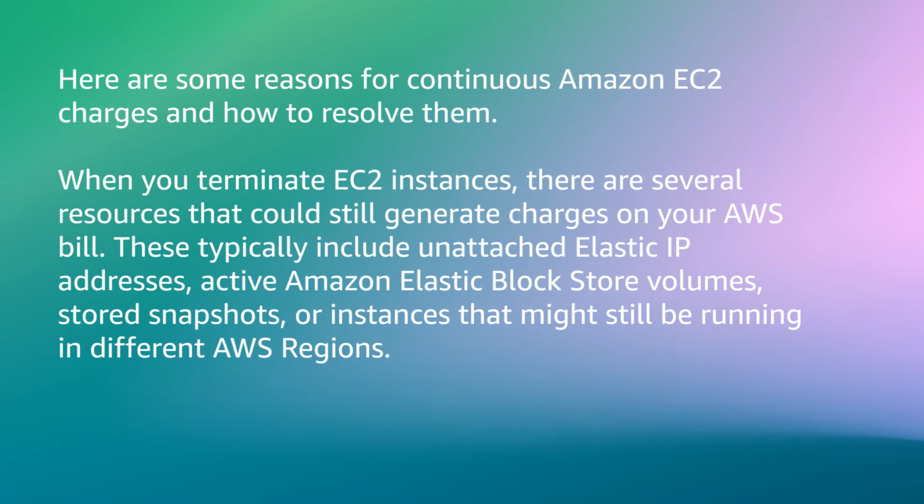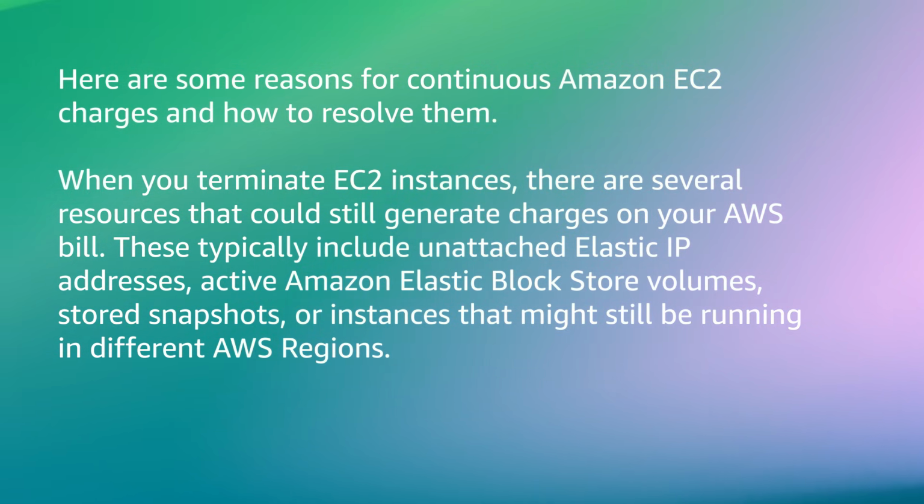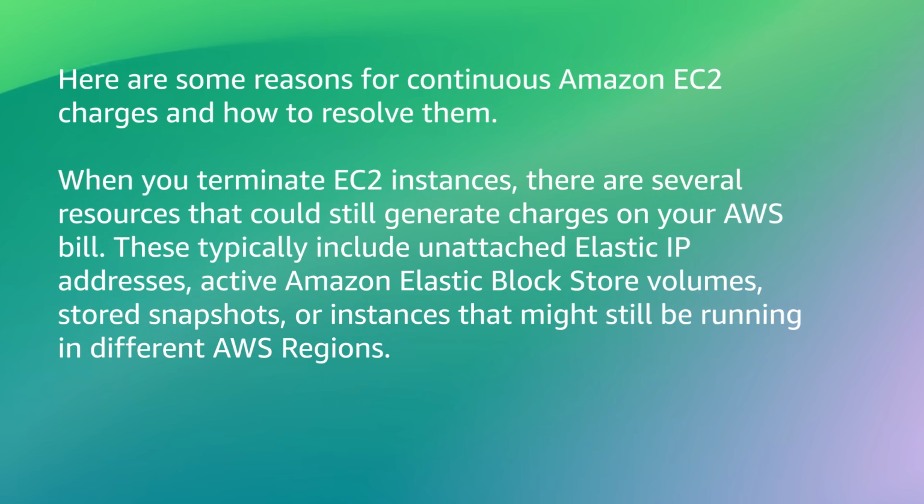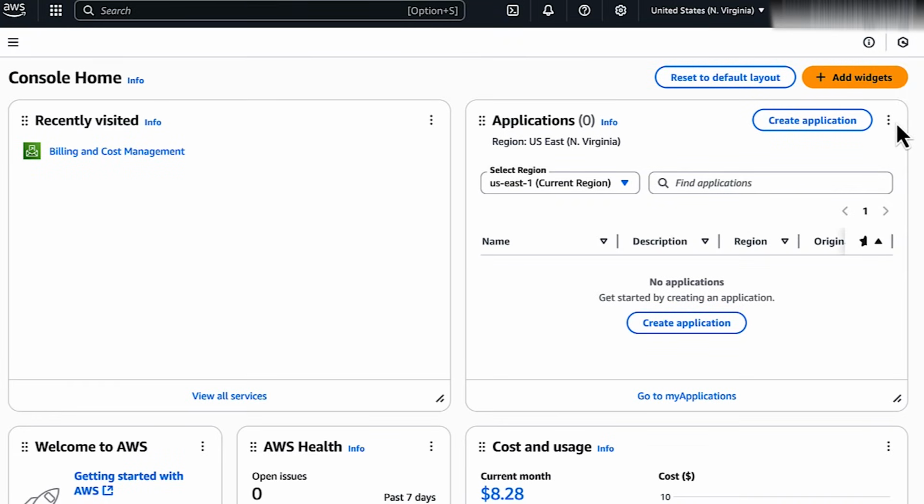When you terminate EC2 instances, there are several resources that could still generate charges on an AWS bill. These typically include unattached Elastic IP addresses, active Amazon Elastic Block Store volumes, snapshots, or instances that might still be running in different AWS regions. First, let's check your current charges to identify these resources.